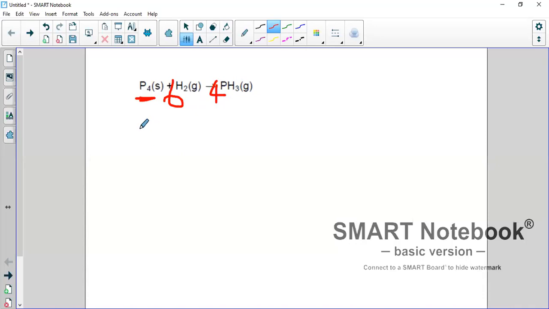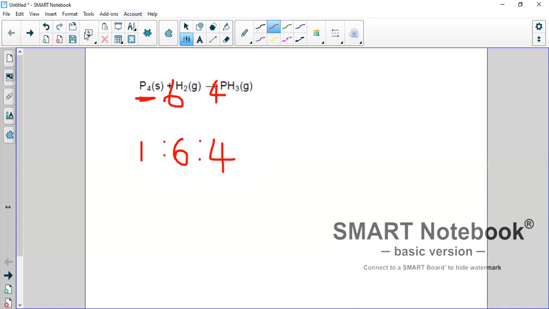So my ratio is going to be the P4 is 1, the hydrogen they are 6, and the phosphorus trihydride they are 4. So my answer must be 1:6:4. That would be the answer.